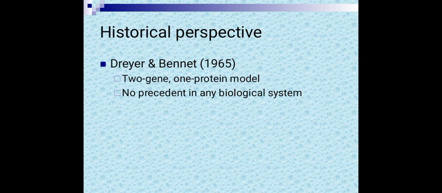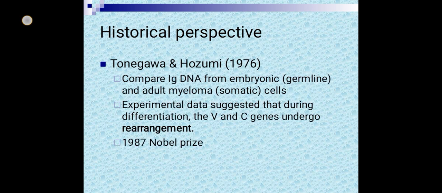Then Tonegawa and Hozumi compared Ig DNA from embryonic, germline, and adult myeloma somatic cells. Experimental data suggested that during differentiation, the V and C genes undergo rearrangement.